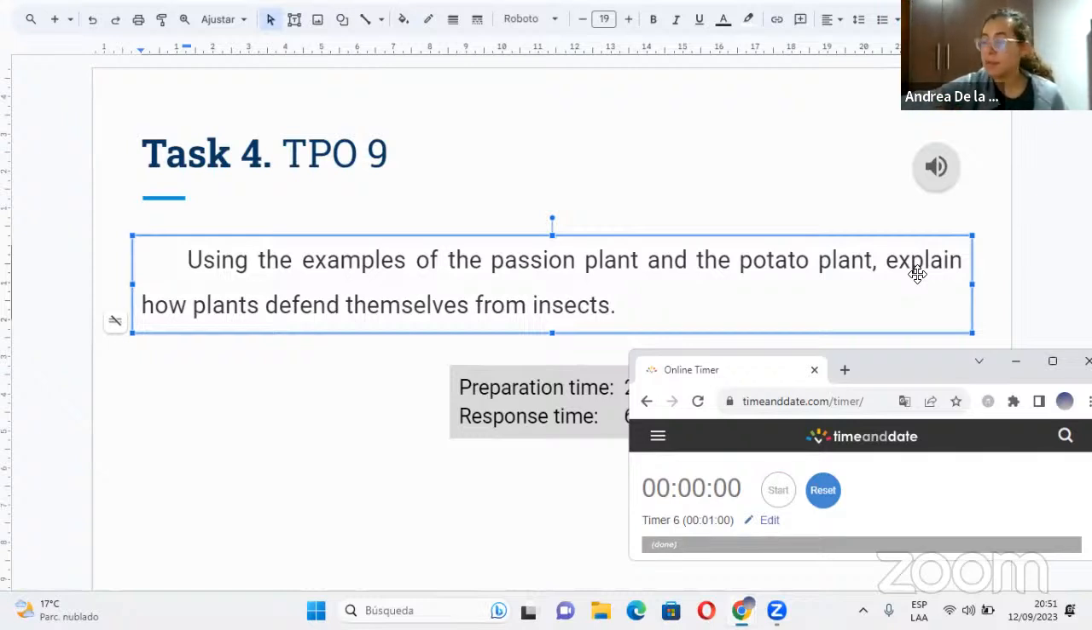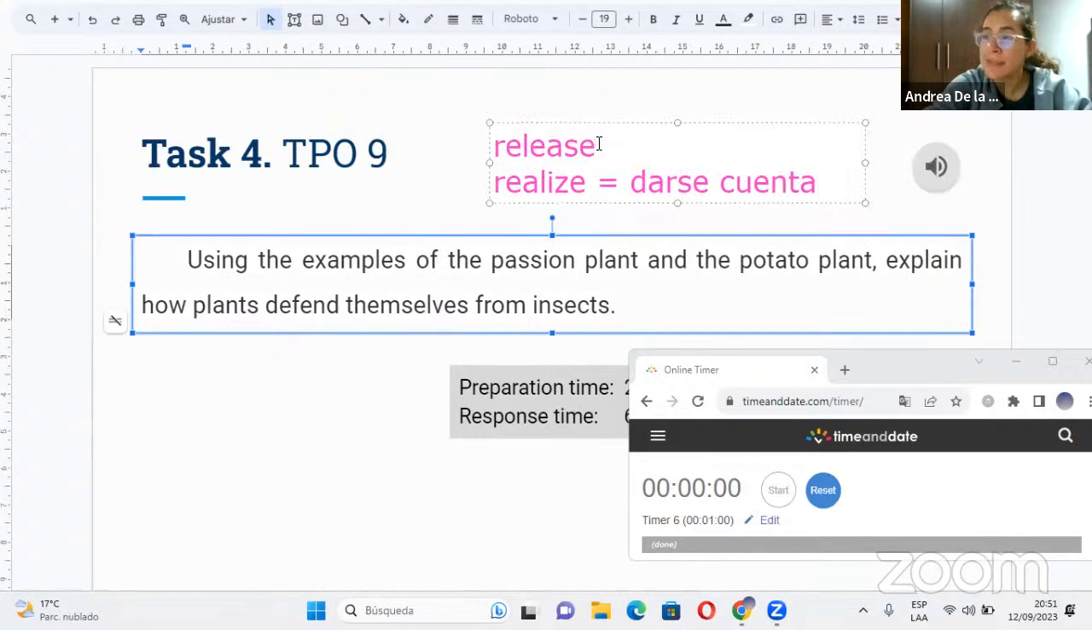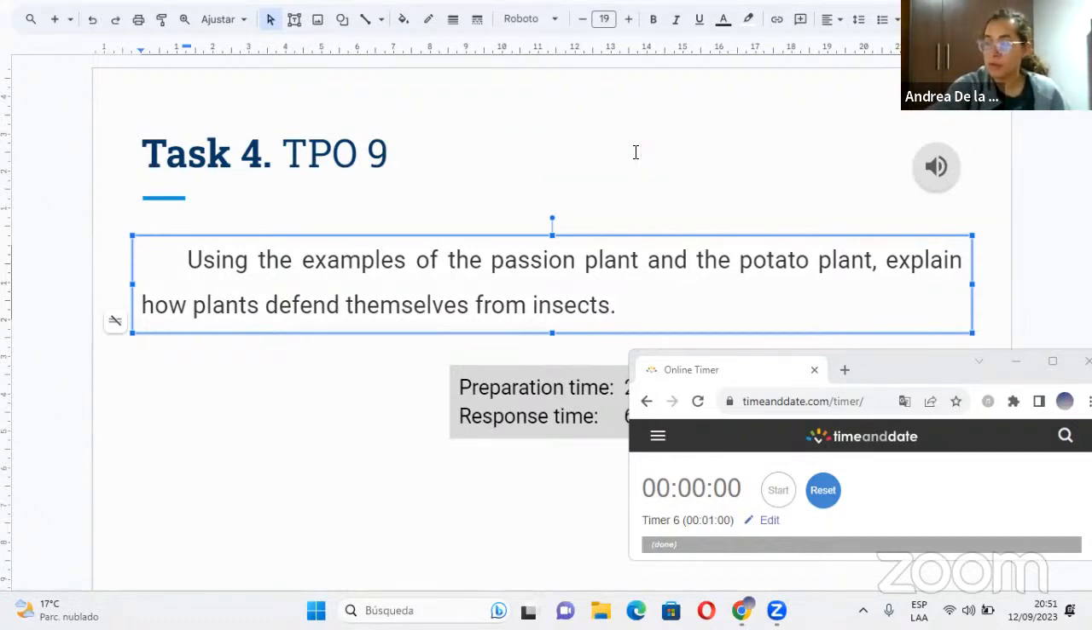The only maybe detail, careful with the word release, right? Remember, release chemicals, like liberar, release. Realize is something else, right? Darse cuenta. When you realize you're doing something wrong, the plants release chemicals, right? Liberar, they release. It was great, Noelia, well done.